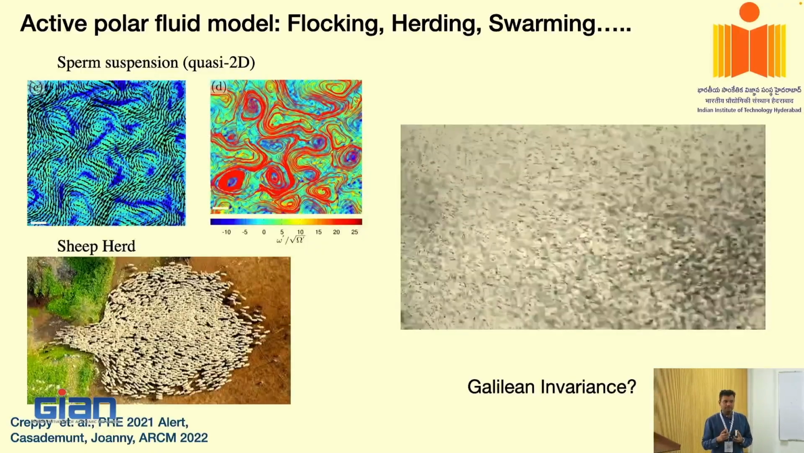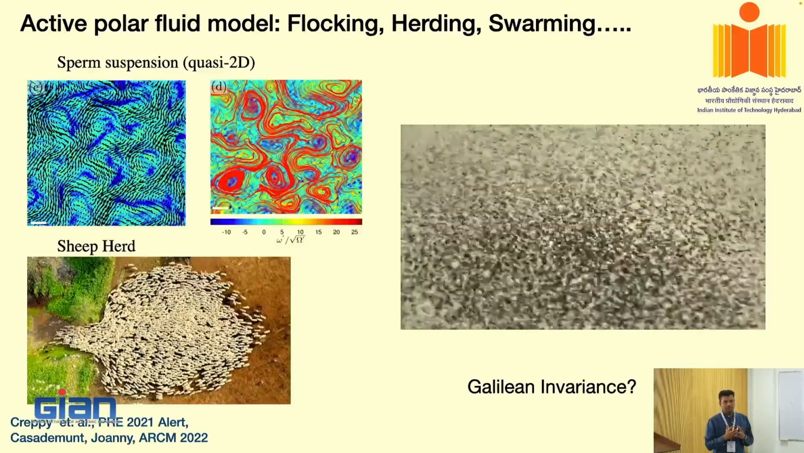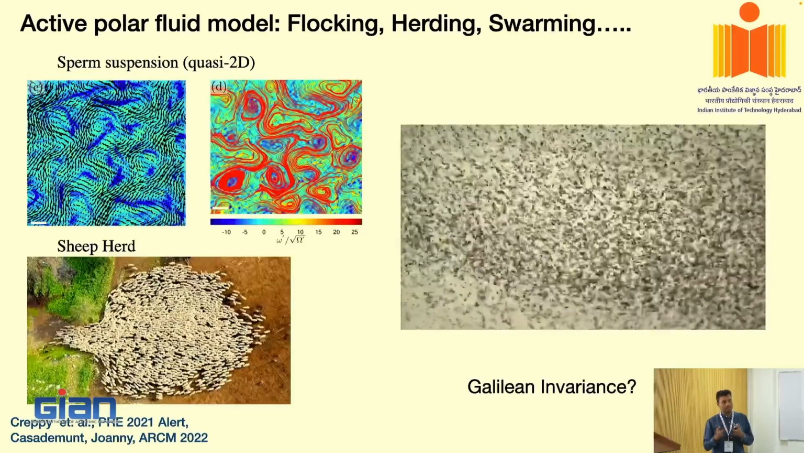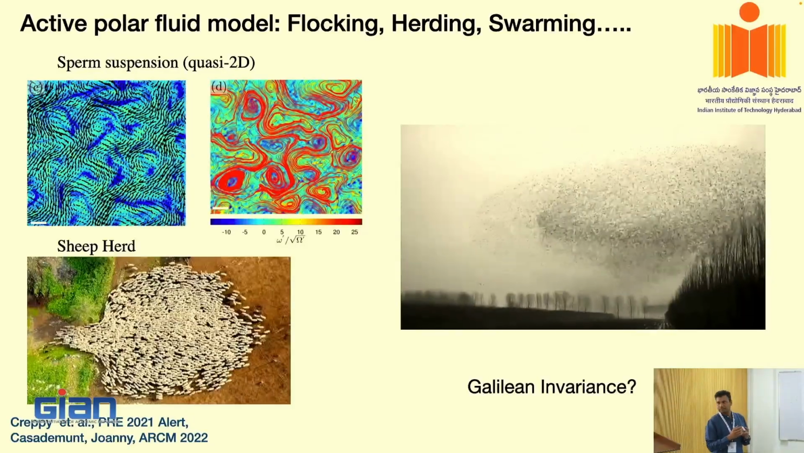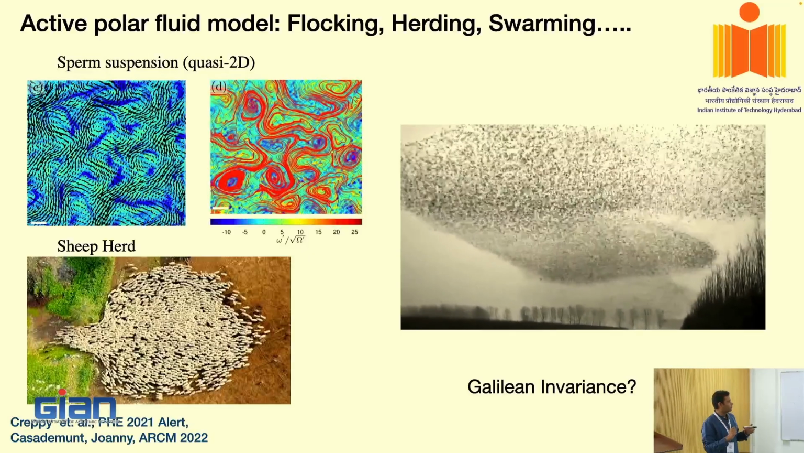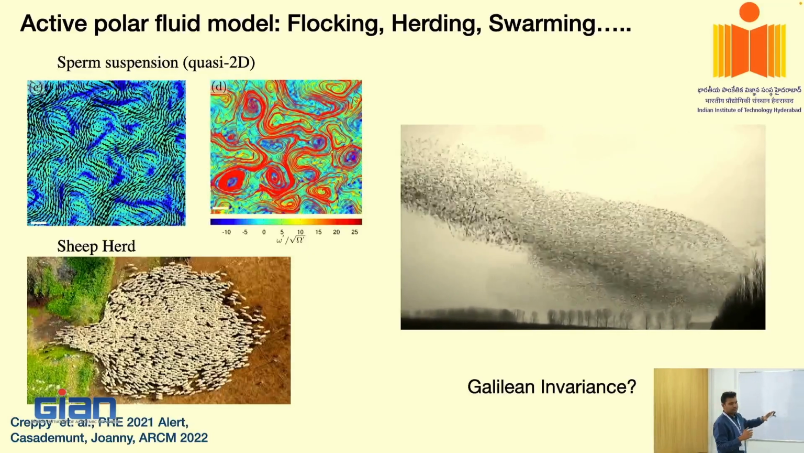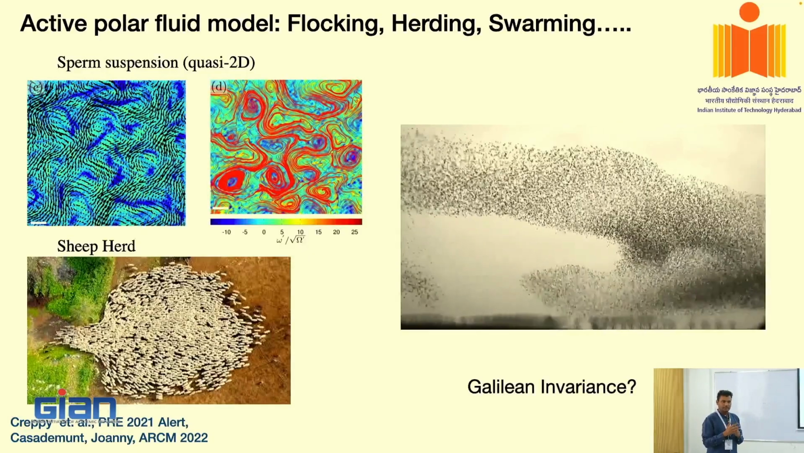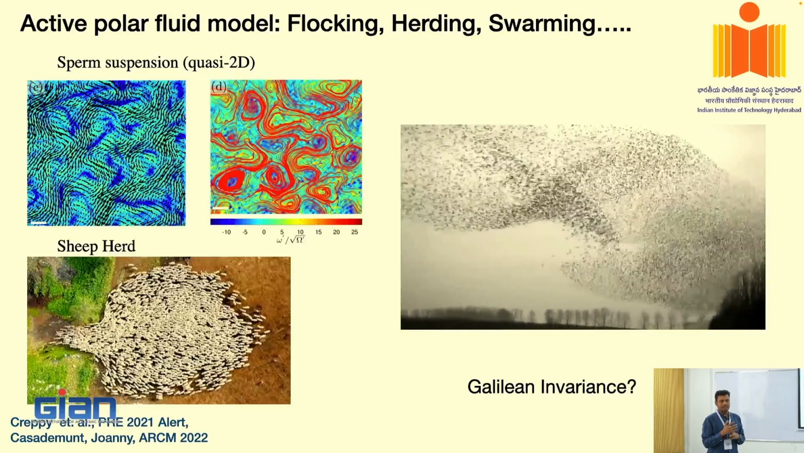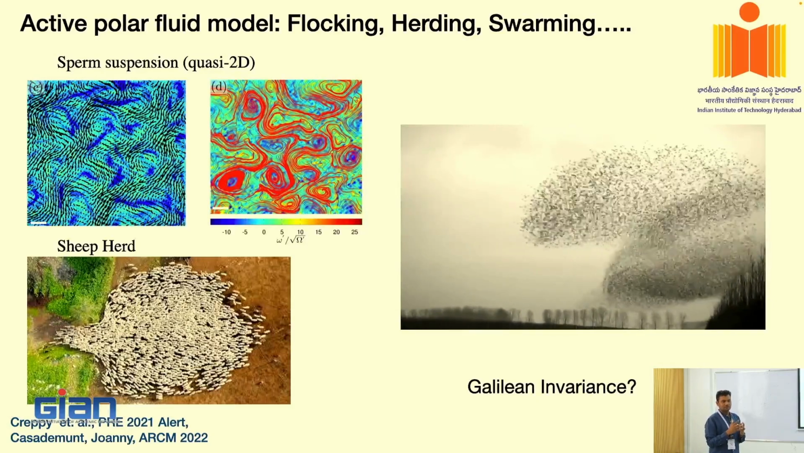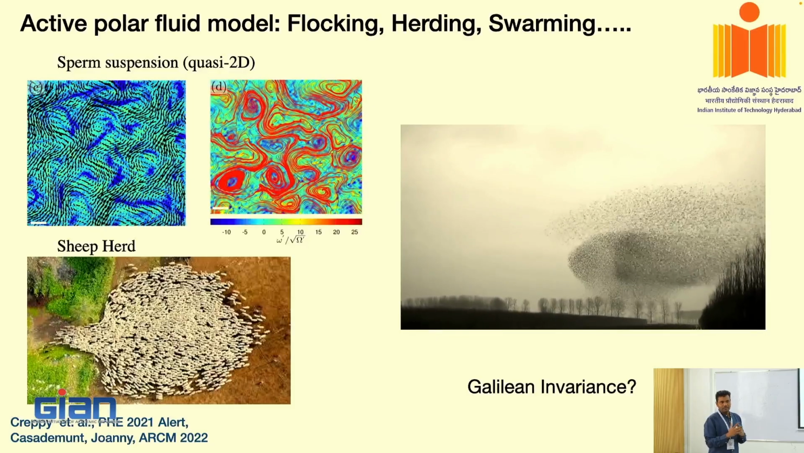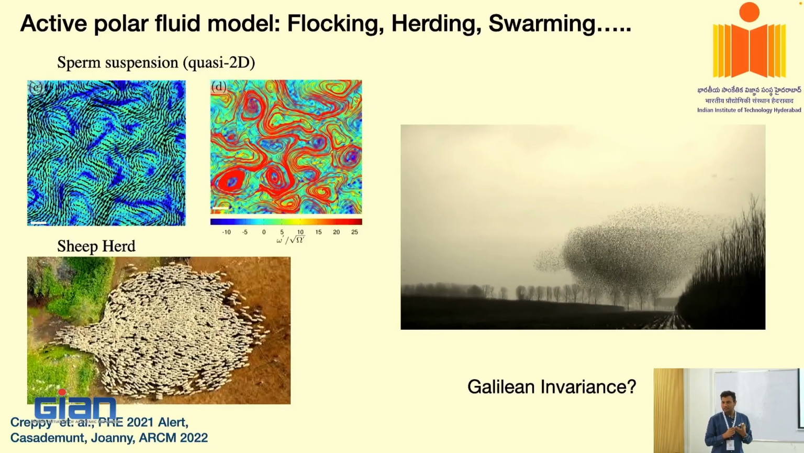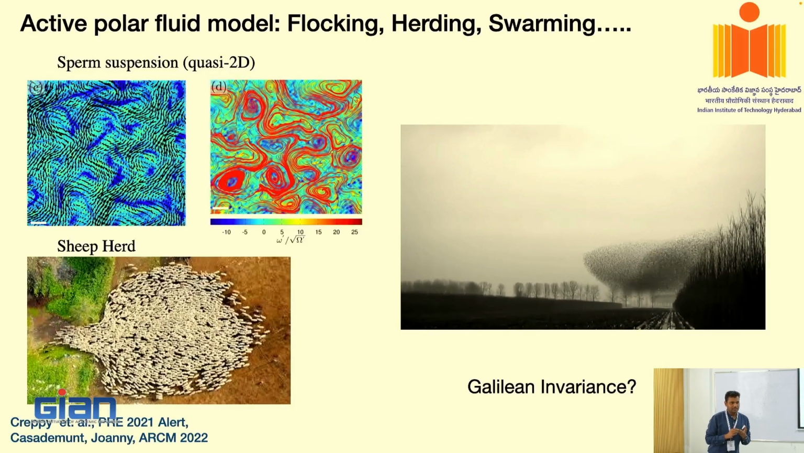So mathematically, if you want to mimic such a system, you simply take your Navier-Stokes equation. Since the motion appears to be more like flow, I just need to break my Galilean invariance, and then that equation should, in some form, be able to explain these dynamics, okay? That was the idea. That's what Toner and Tu did.